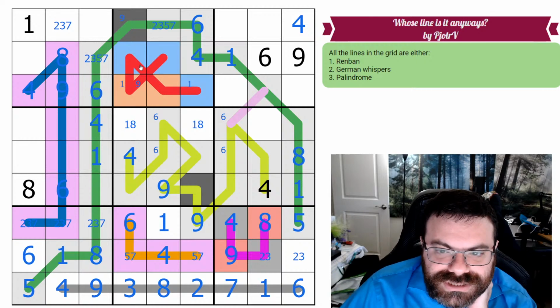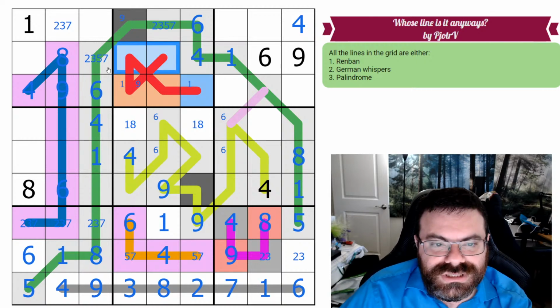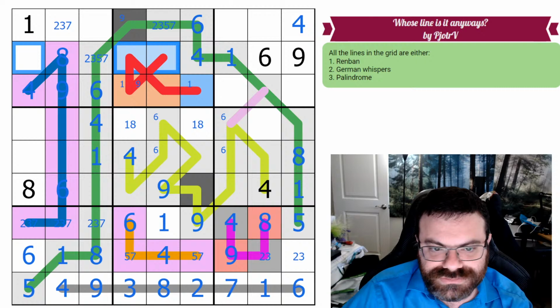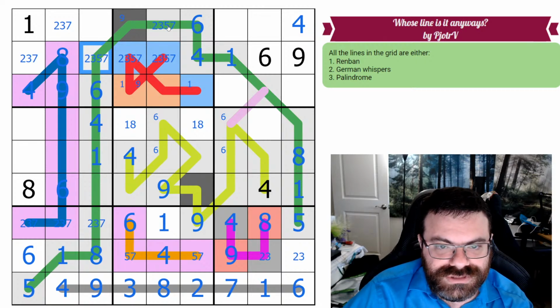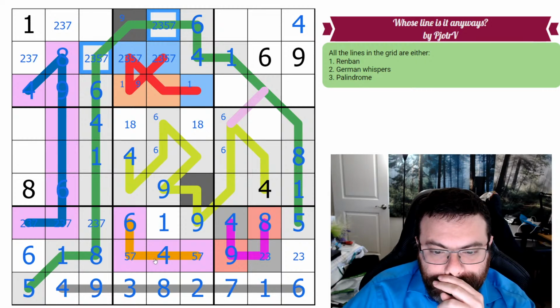We're almost done anyway. So the rest of this row is 2, 3, 5, 7. And this can't be a 5. Where does this go? In fact, these are the same number. 2, 3, 5, 7.